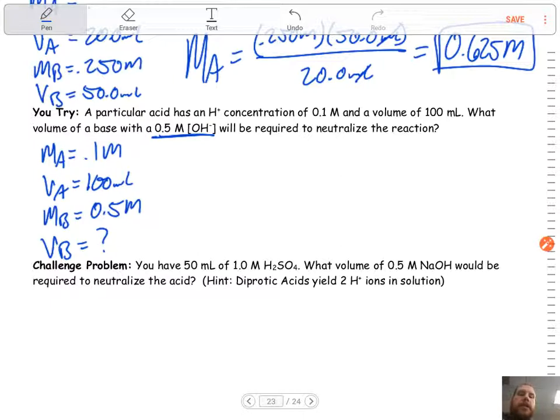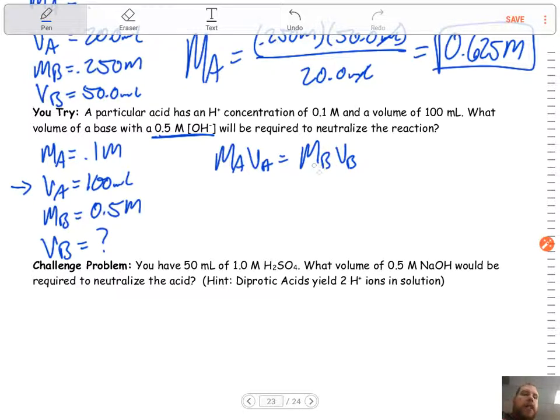So notice, which substance is my weaker substance? All right. The acid is weaker and my base is stronger. So are we going to need more base or less base than acid? We're going to need less of it. So our final volume should be less than the volume of our acid since this is stronger.